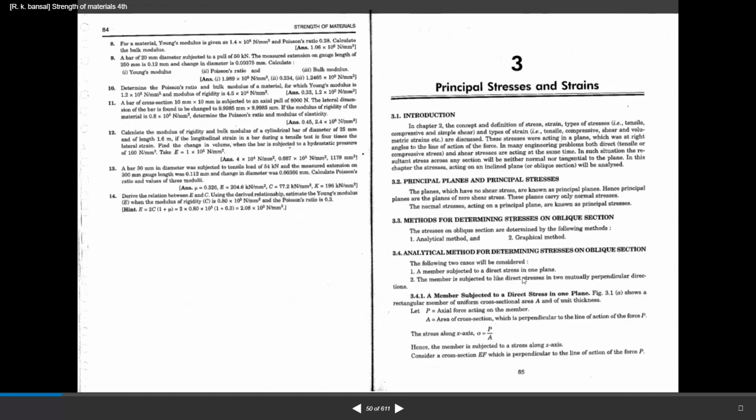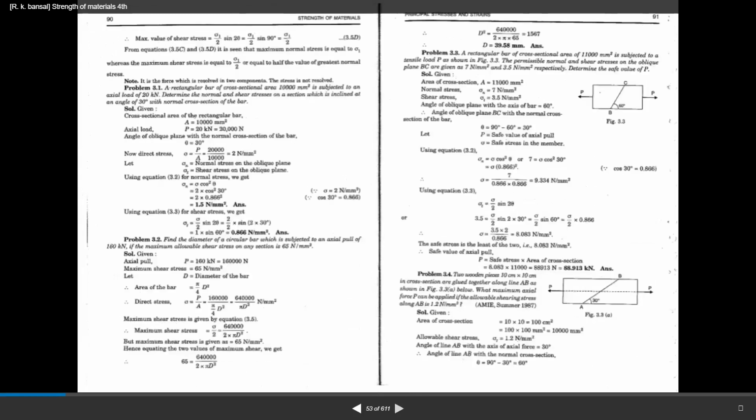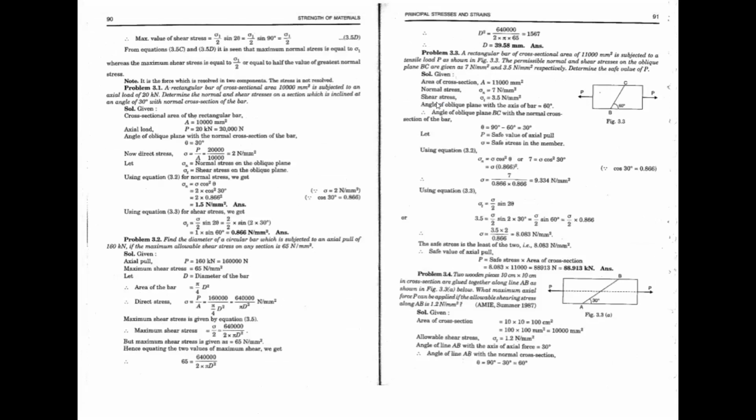Two cases are there. One case was completed. I will explain another case, for a member subject to direct stress in one plane. Last class, I explained problems 3.1, 3.2, and 3.3. Another problem, 3.4, I will explain today.